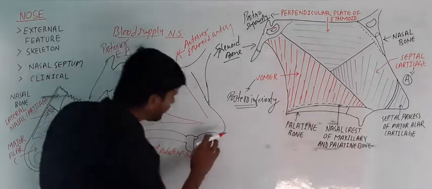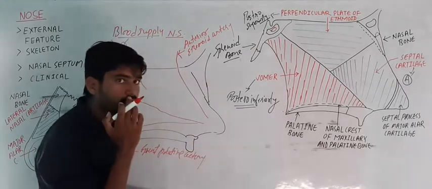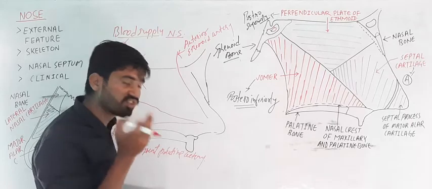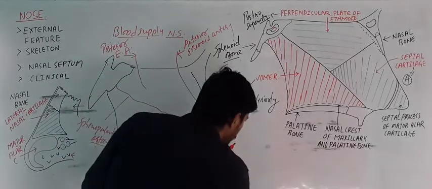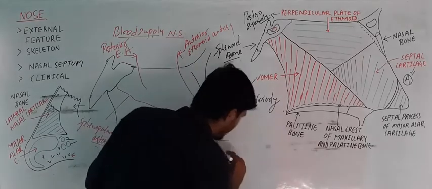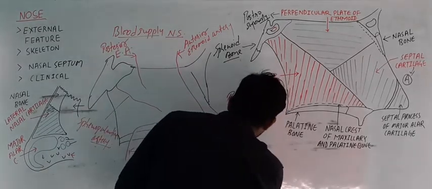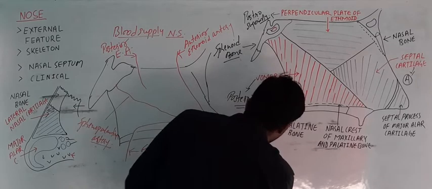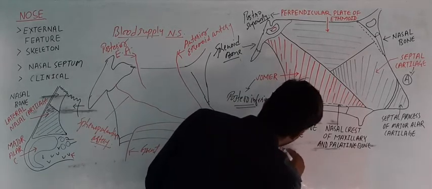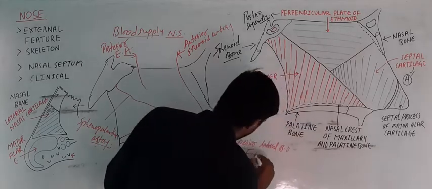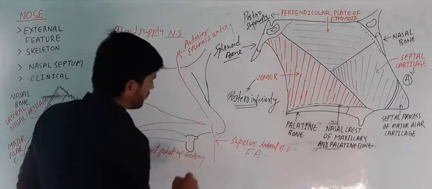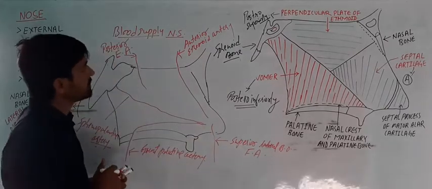Right? And one will come from here. This is like this only, no? So which artery is here? That is the facial artery. So one artery is like this. A branch of the facial artery, right? So the superior labial branch of the facial artery. Okay, so this is the blood supply of the nasal septum.